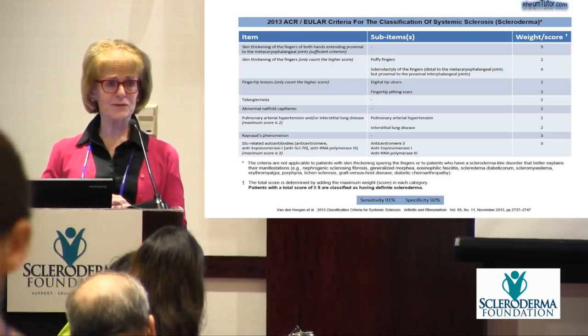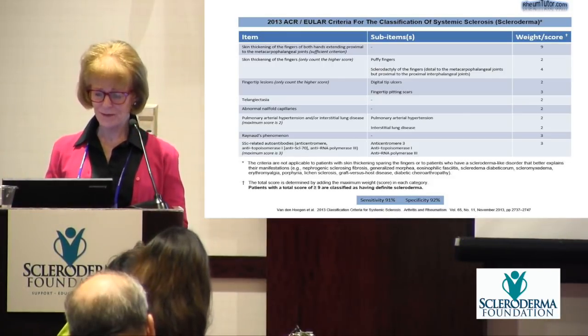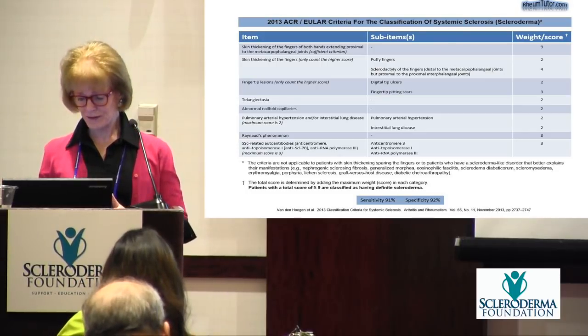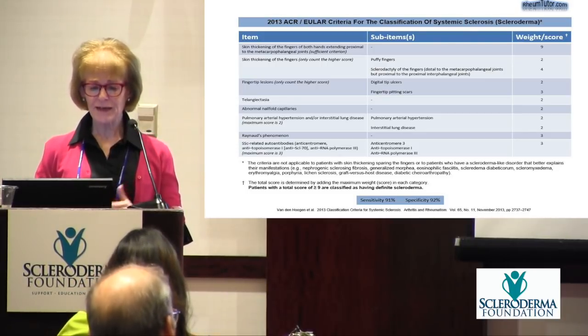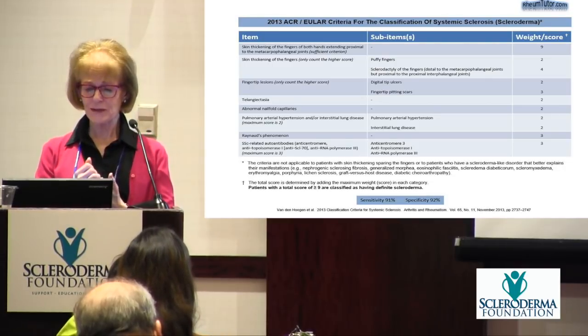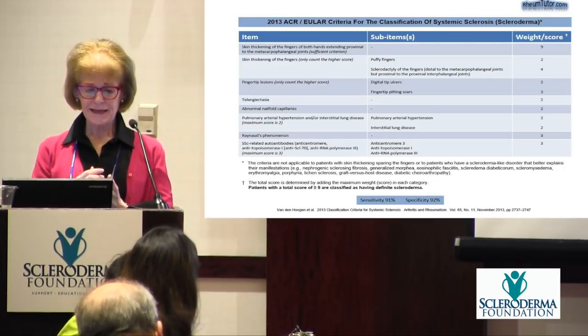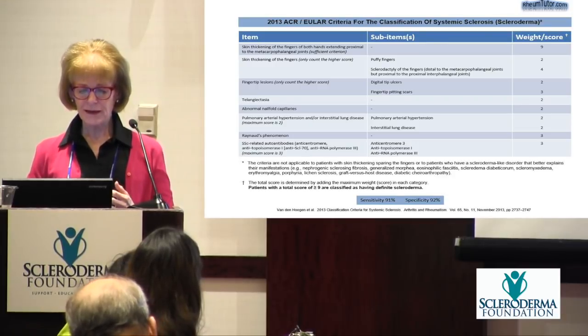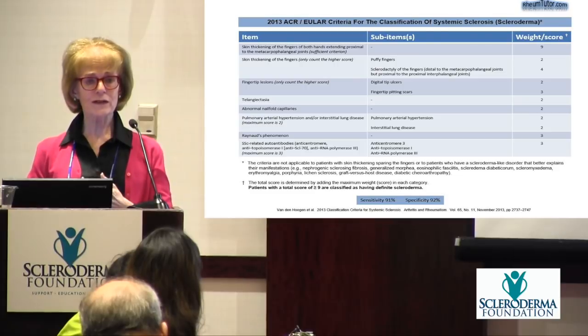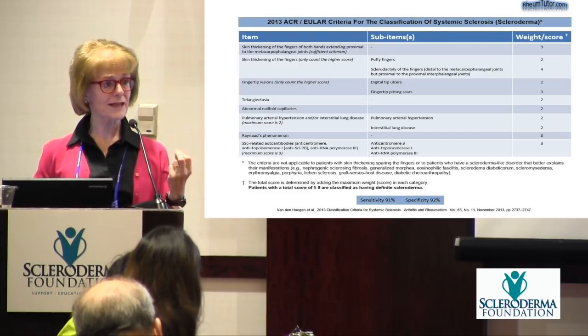Lupus has now gone to a scoring system, and some of our other autoimmune diseases. So you get certain points for having certain features. If you have skin thickening of the fingers only or puffy hands, that gets you a couple of points. If you have Raynaud's phenomenon, that gets you three more points. If you've got one of the autoantibodies, that gives you three, so now three, six, and we're up to eight.